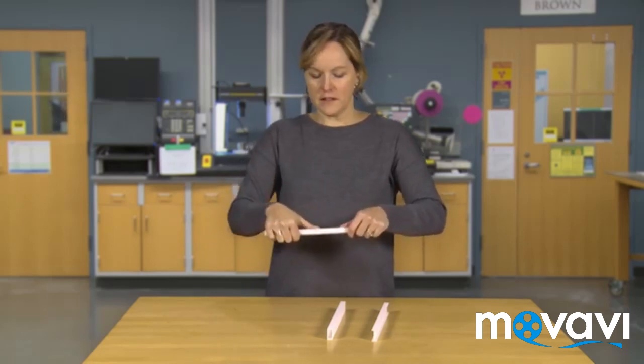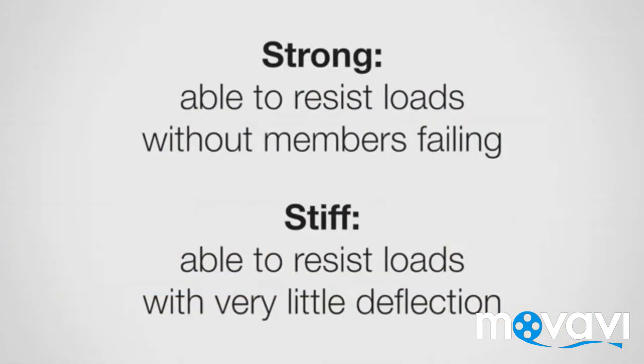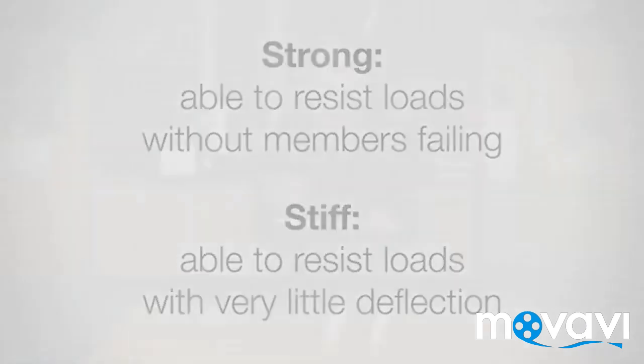Just a note on stiffness and strength. Lots of people use those interchangeably. Stiffness is a measure of how much it's going to deflect. So as I try to bend this, one of them is going to deflect more than the other. The one that deflects the least is referred to as a stiffer beam, and then strength has to do with when it's going to fail. They're related in that they both use moment of inertia, but one has to do with a failure and one has to do with a deformation.